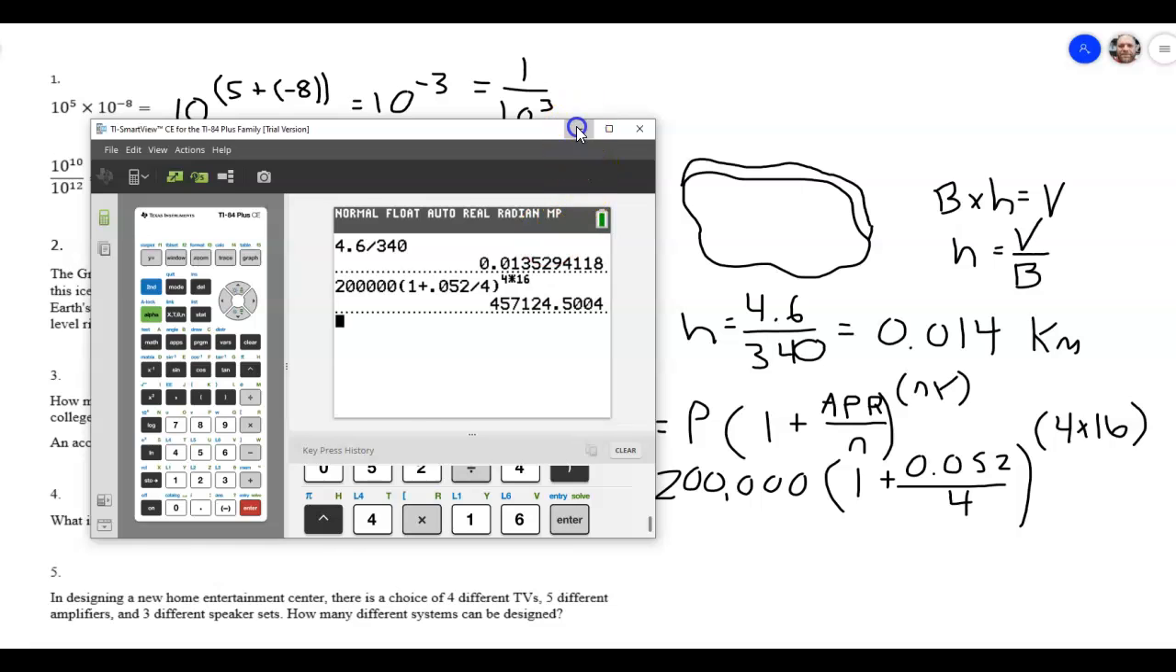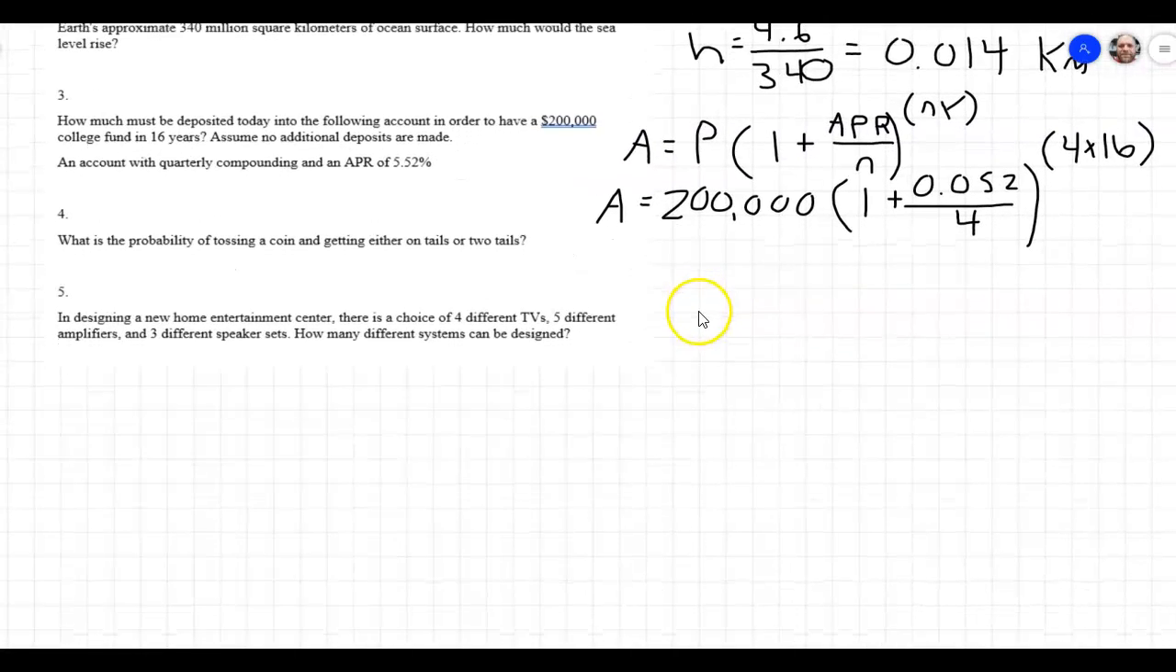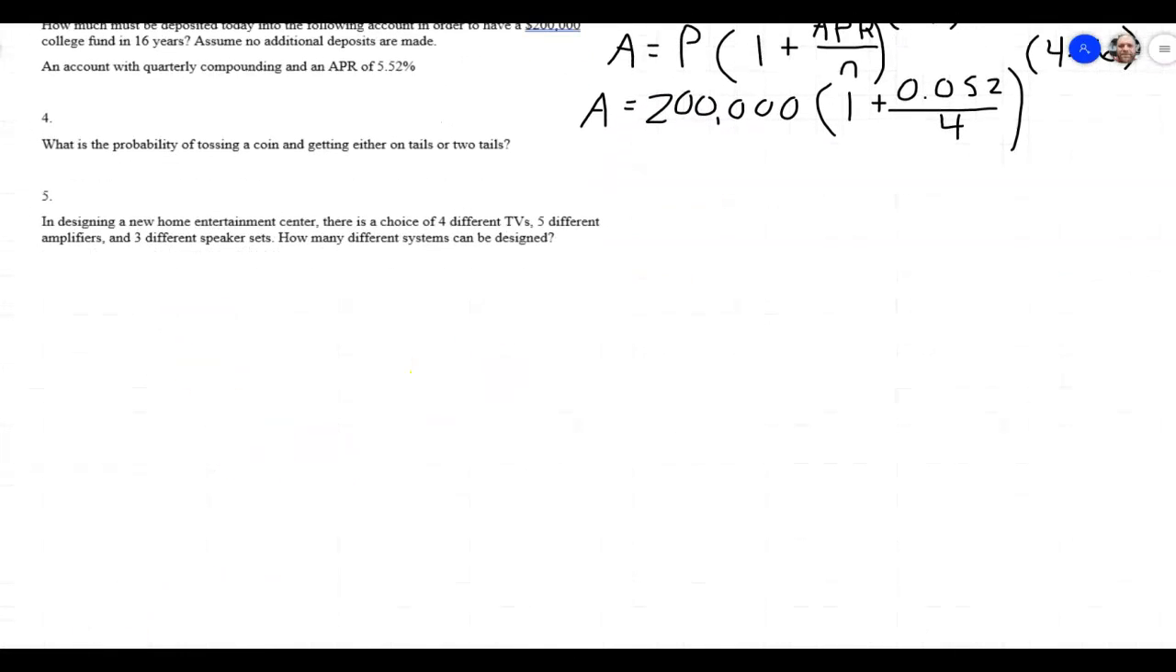All right, off to the 4th problem here. And it says, what is the probability of tossing a coin and getting either a tails or 2 tails? Well, one way I can answer this is by doing what's called a sample space, and that's where I list all the possible ways that I can flip 2 coins. So I'm going to call this a sample space, just SS for short.